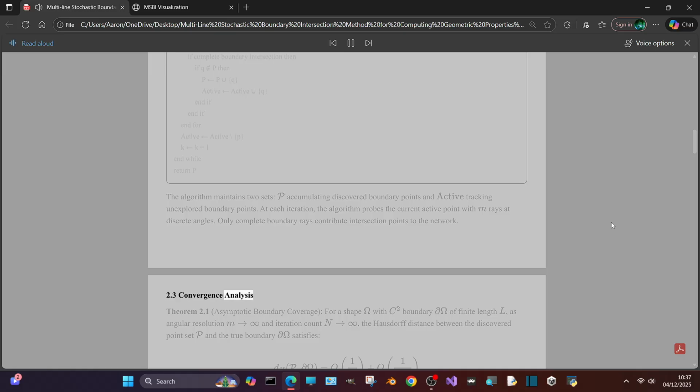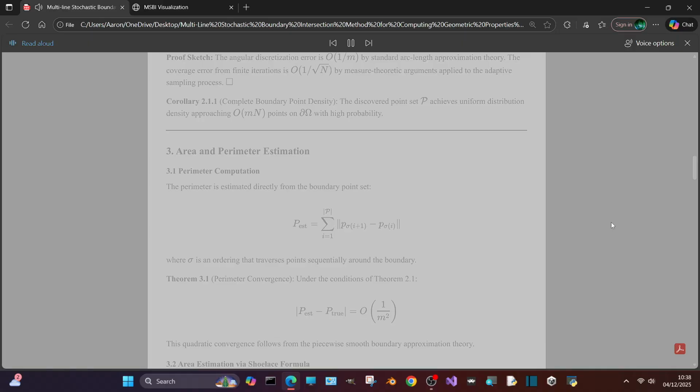2.3 Convergence analysis. Theorem 2.1, asymptotic boundary coverage: for a shape with boundary of finite length, as angular resolution goes to zero and iteration count goes to infinity, the Hausdorff distance between the discovered point set and the true boundary satisfies a bound. Proof sketch. The angular discretization error is bounded by standard arc length approximation theory. The coverage error from finite iterations is bounded by measure theoretic arguments applied to the adaptive sampling process.